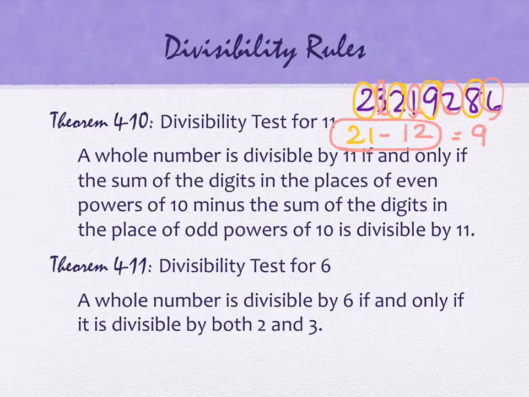So you're looking for either 0 or 11 or 22 or 33. You're looking for those numbers when you subtract. If you get them, it's divisible by 11. If you don't, it's not.